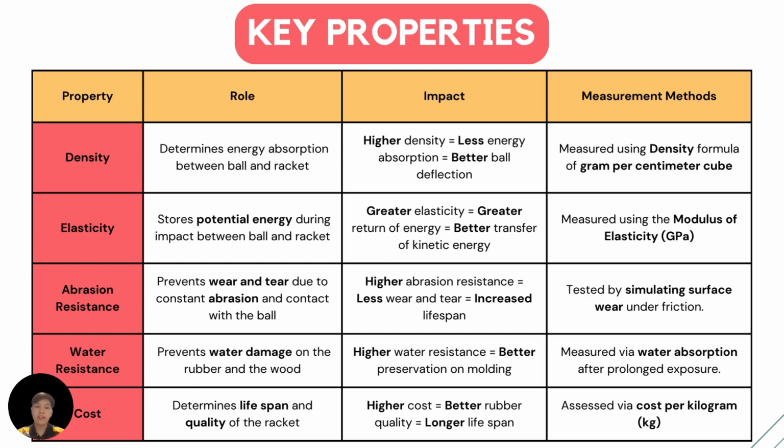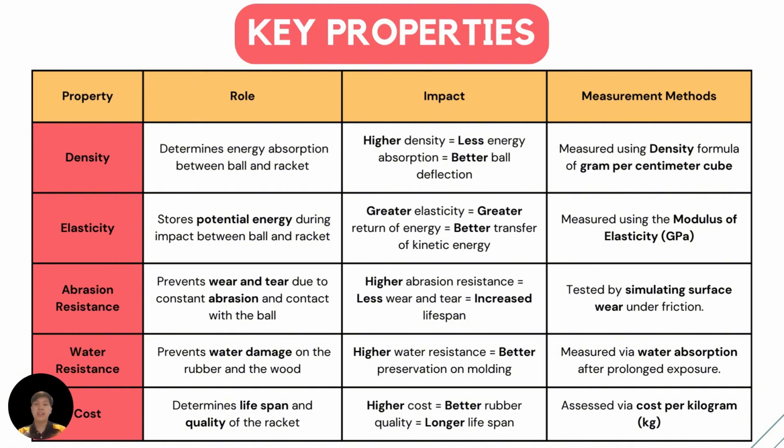Next, water resistance ensures that the racket can withstand moisture, especially in humid conditions or during intense matches where sweat is present. Higher water resistance means better preservation of the materials and is measured by checking water absorption of the material after prolonged exposure. Finally, cost. This determines the overall lifespan and quality of the racket, as higher cost materials often provide better performance and quality. This is assessed by the cost per kilogram of the material. Understanding how these properties work will help us to compare our 3 main material choices effectively.